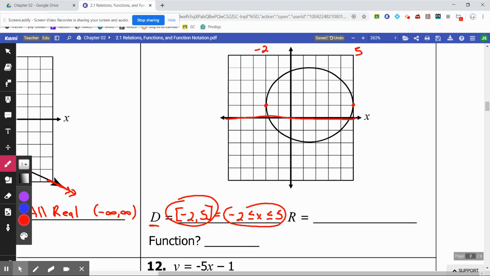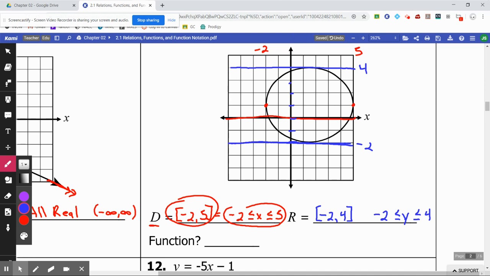Now your range is how high and low your graph goes. Let's use a different color. This is the lowest point on my graph, and this is the highest point on my graph. You're talking about y's now. Your graph starts here on the y-axis, this is 0, -1, -2, and it goes up to 1, 2, 3, 4. So my range is all values from -2 up to 4, and the same thing, you include it if it's actually a point on the graph. Or you could say your range is -2 is less than or equal to y is less than or equal to 4. So y is between -2 and 4.